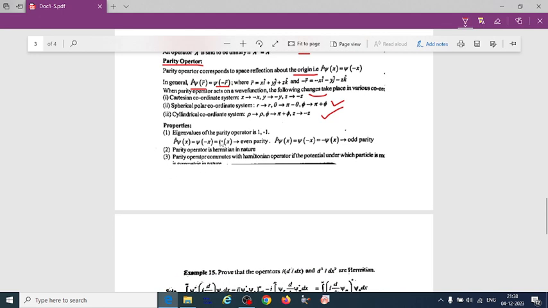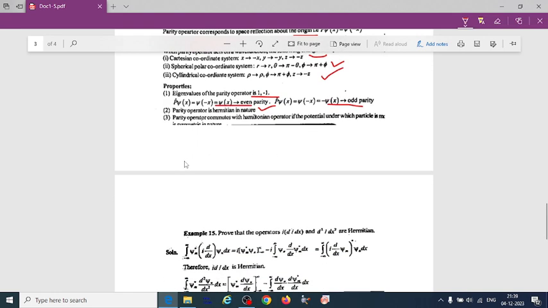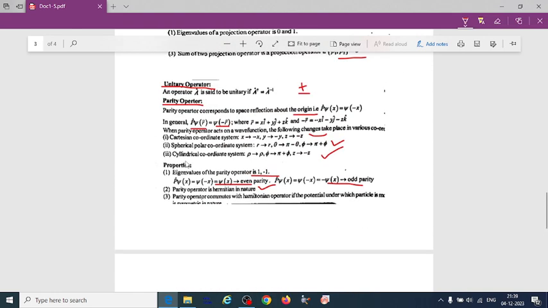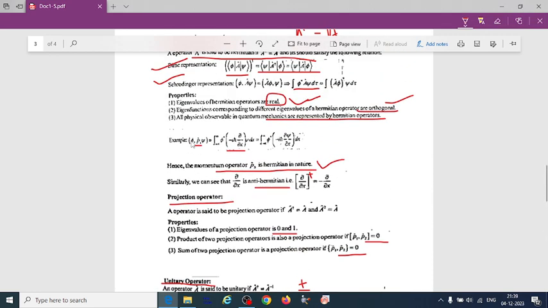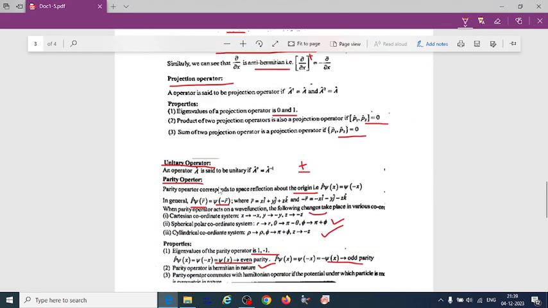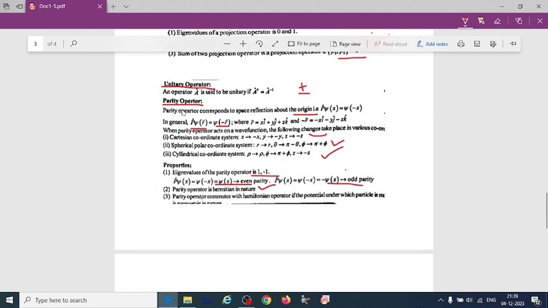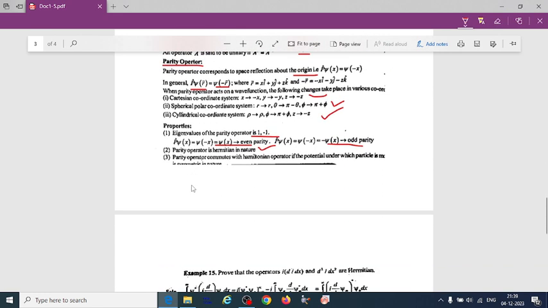Properties of the parity operator: eigenvalues lie between plus 1 and minus 1, and odd and even parity, how we represent them here. You can just remember these equations. The parity operator is Hermitian in nature. The parity operator commutes with the Hamiltonian operator. These three properties you should remember. So these are different types of operators, but one of the most important is the Hermitian operator. Also you should concentrate on these different types of operators.